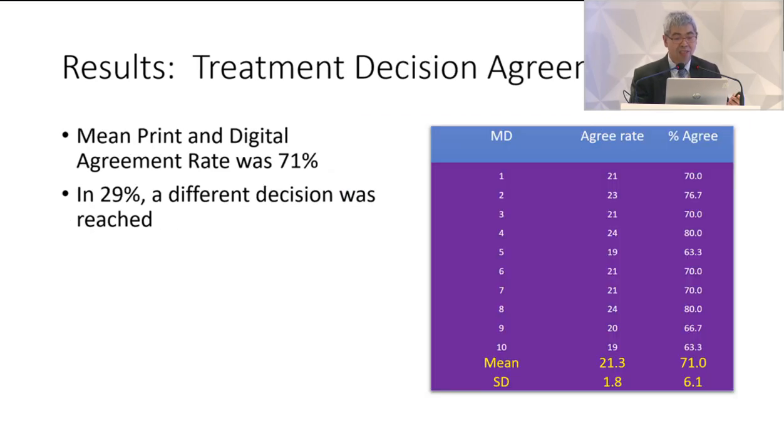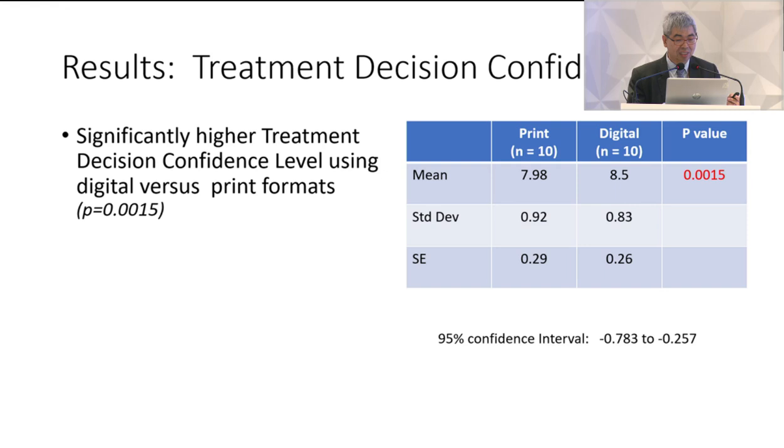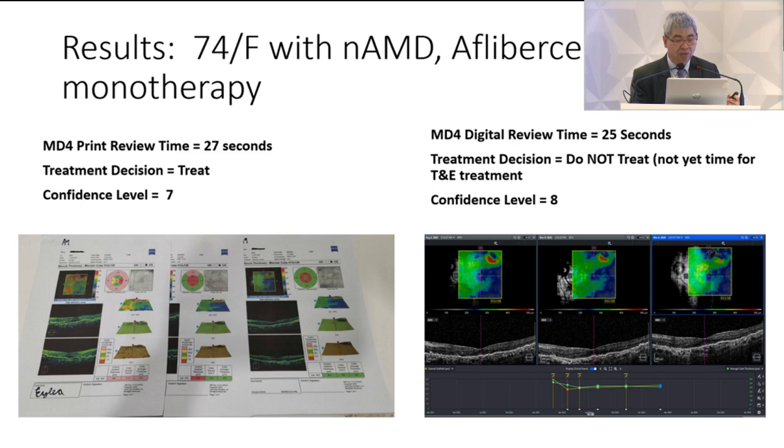In terms of treatment decision agreement rate, interestingly, the agreement rate was only 71%. That means in 29%, a different decision was reached by the doctor who looked at the print image, and then later looked at the same digital image set, but a different decision was made. The treatment decision confidence level, which was self-rated, was higher using the digital workflows.